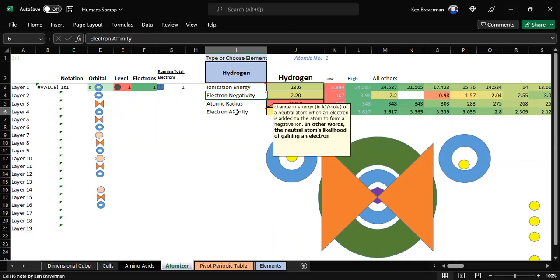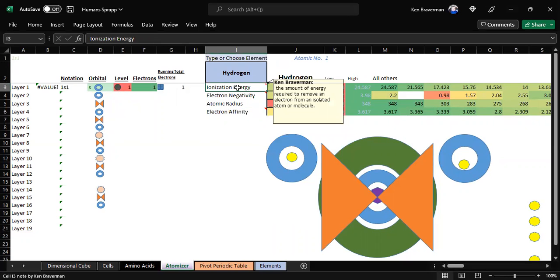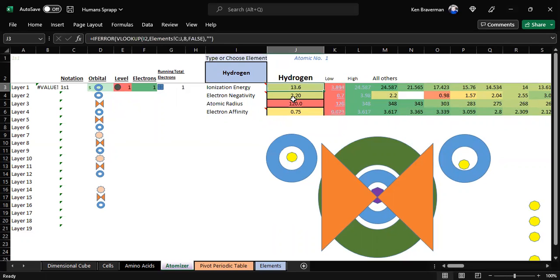Ionization energy, electronegativity, and electron affinity. And the energy, about how much energy does it take to remove an electron from the situation, from the hydrogen atom?